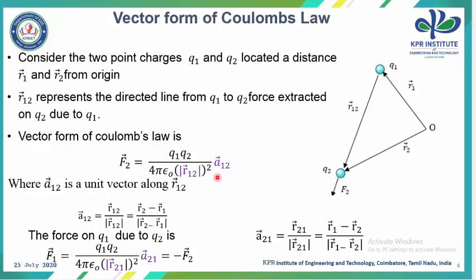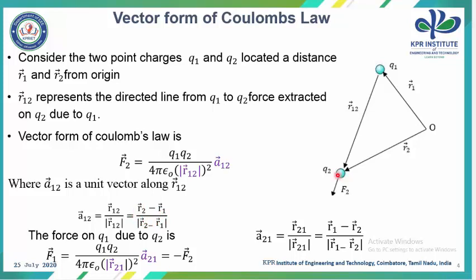It has direction. So here A12 is represented as the unit vector along the direction of R12. Now this A12 is equal to the R12 vector divided by the modulus of R12. Here R12 is equal to the R2 vector minus the R1 vector. Then the modulus of R12 is equal to the modulus of R2 minus R1. That means how you find a unit vector, likewise here it is also going to proceed.